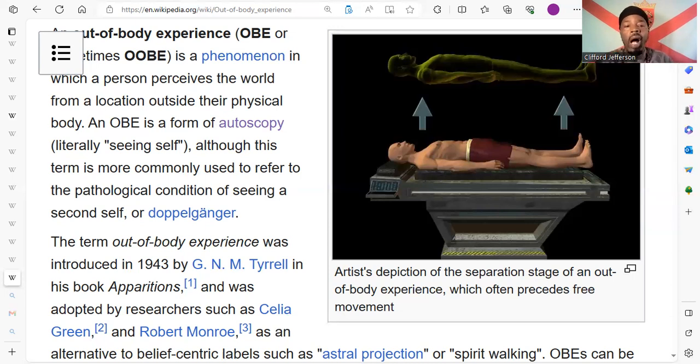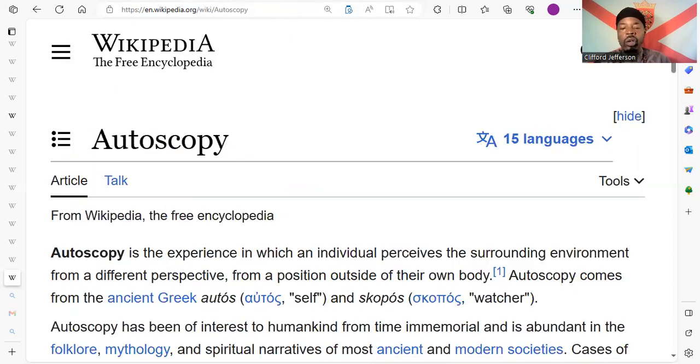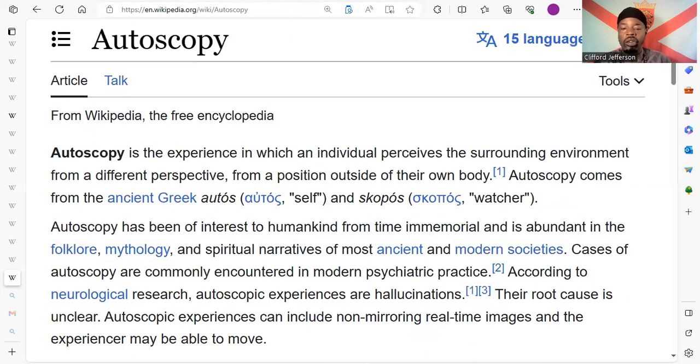But anyhow, it says out-of-body experience is a phenomenon in which a person perceives the world from a location outside of their physical body. Another term used for it is autoscopy, and autoscopy means to self-watch. Autoscopy is the experience when an individual perceives the surrounding environment from a different perspective, from a position outside of their own body. So perceiving yourself outside of your own body means that you can't be looking at it from far as seeing through your eyes.